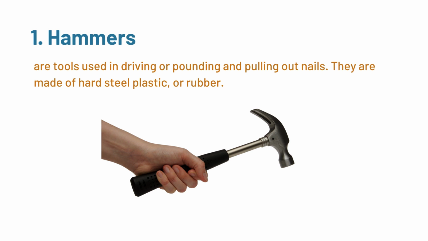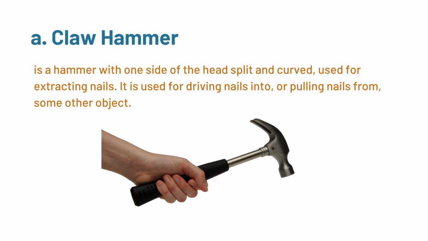Examples of types of hammers include: first is claw hammer, and this is a hammer with one side of the head split and curved, used for extracting nails. It is used for driving nails into or pulling nails from some other object.